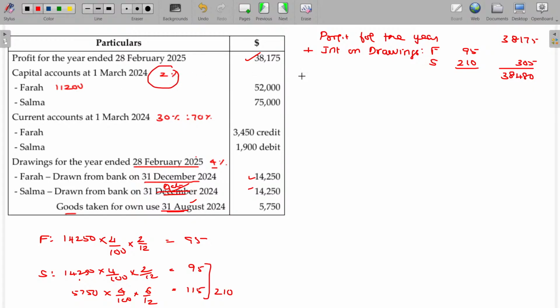Now we'll start with interest on capital. Less interest on capital for Farah and Salma at 2%. So you have to calculate 2% on 52,000, 1,040, and 75,000 into 2%, 1,500. Total 2,540. And we have been given salary also. The salary is applicable only for Farah, 11,200.